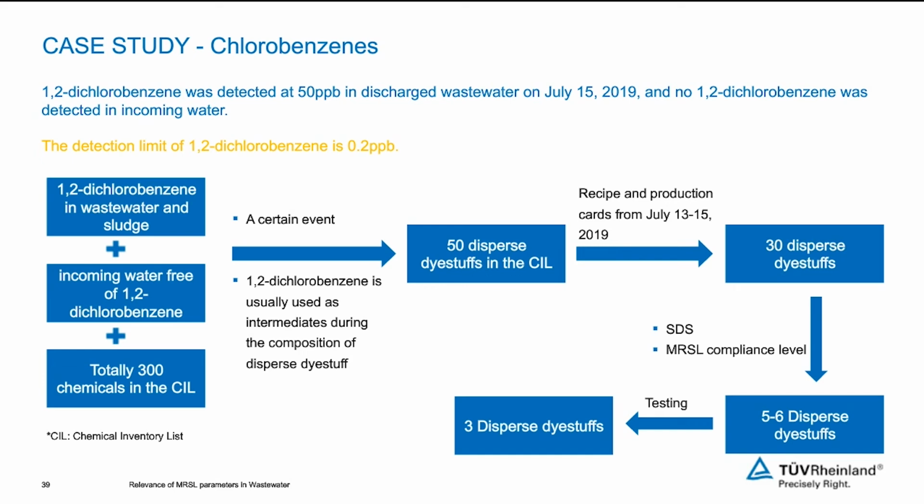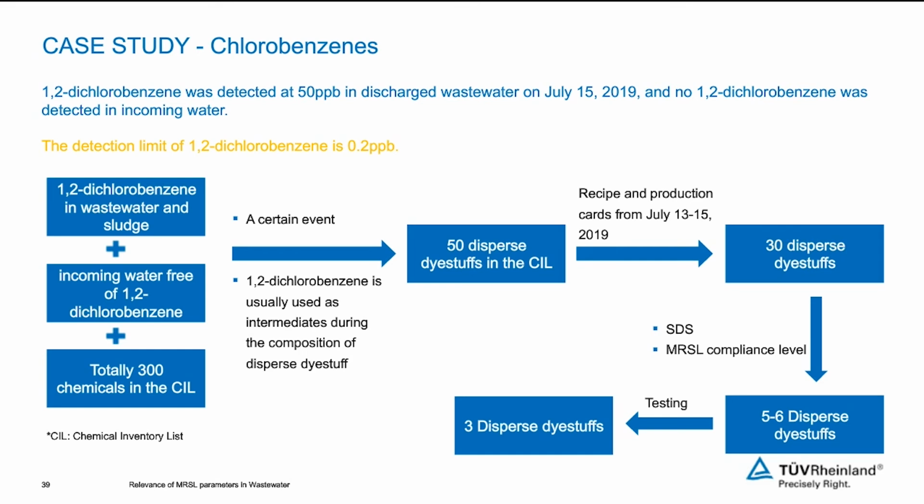And because the wastewater was sampled on July 15, the recipe and production flow cards from 3 days before the sampling date were reviewed, and only 30 disperse dyestuffs were used during that time. With the review of SDS, MRSL compliance declarations and testing reports, there is no MRSL compliance evidence for 6 disperse chemicals. So these 6 disperse dyestuffs are most suspicious. Up to this step, we have no other documents or methods to narrow down the range of suspected chemicals. Then we had these 6 disperse dyestuffs tested, and 3 of them contain dichlorobenzene according to the testing reports.